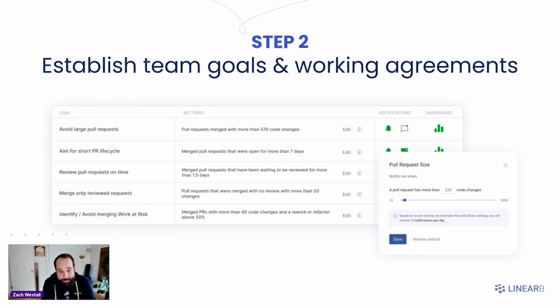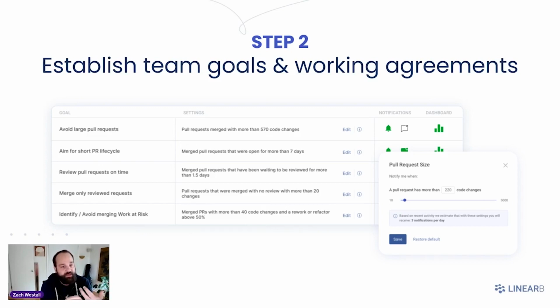Step two is establish team goals and your working agreements. Now, you do this in a number of ways. From LinearB, and that's what you're actually seeing right here, you can set team goals around many of these metrics. So avoiding large pull requests. I hope the point has come across that keeping PRs small is how you affect DORA metrics and how you affect your business outcomes. So obviously, you can set a goal around keeping PRs small.